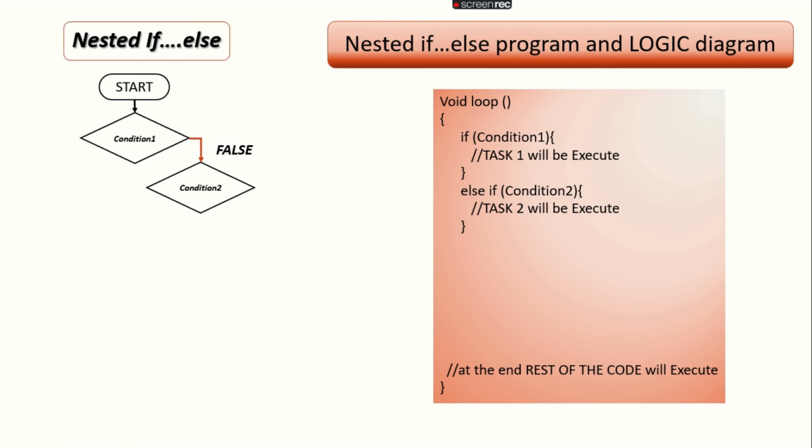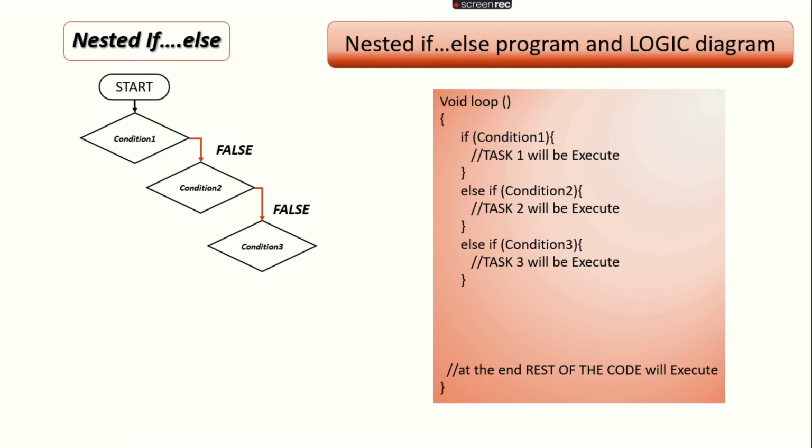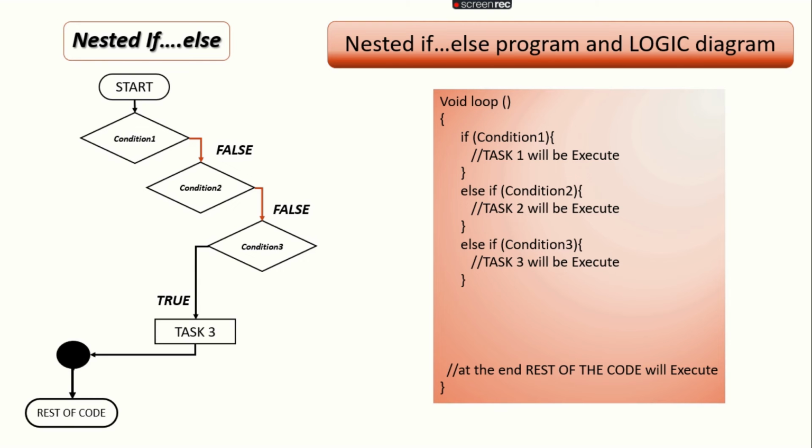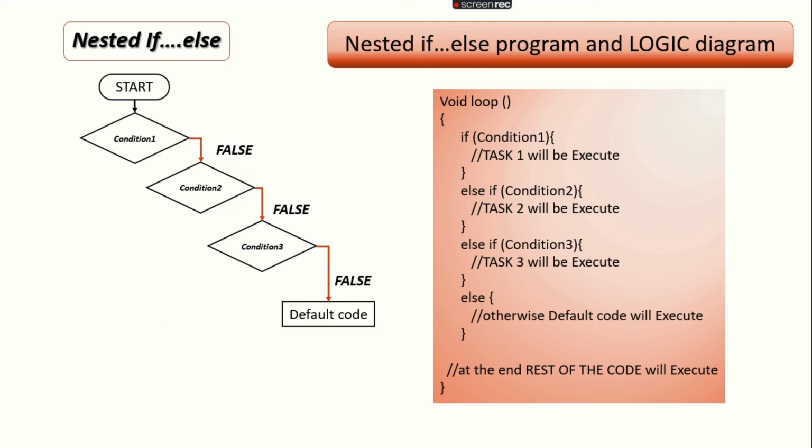If condition 2 becomes false, then the next condition 3 will be checked. If it's true, then task 3 will execute. But if it becomes false, then the else part, or default code, will execute. And at the end, the rest of the code will execute.